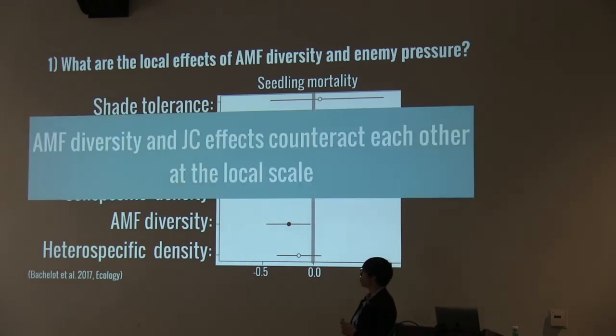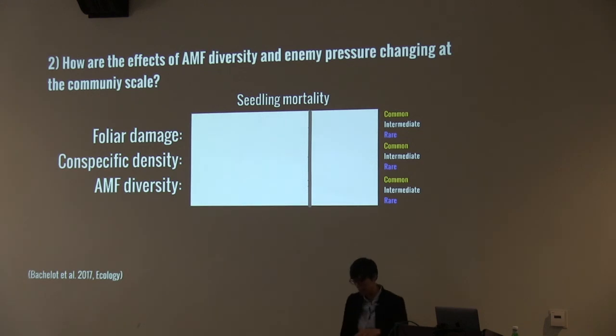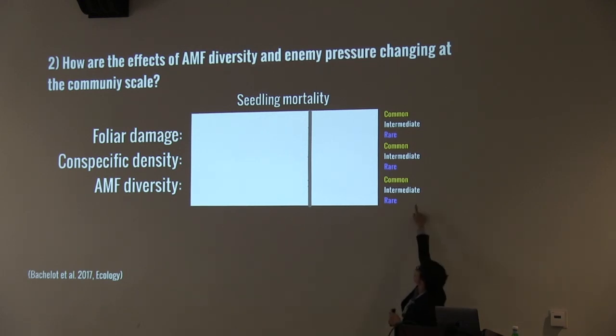Okay, what about the community scale? So for that, one way we decided to ask the question is to think about the data set and split it into different levels, depending on the abundance of the tree species at the community scale. So either you're a common species, intermediate abundance, or rare tree species. And then we reran the same model.